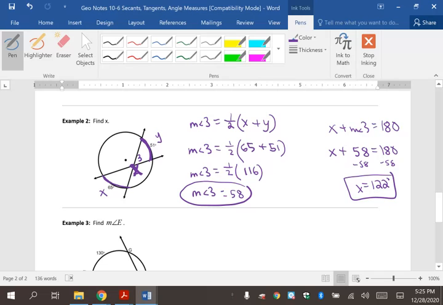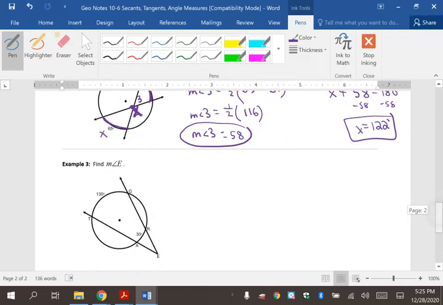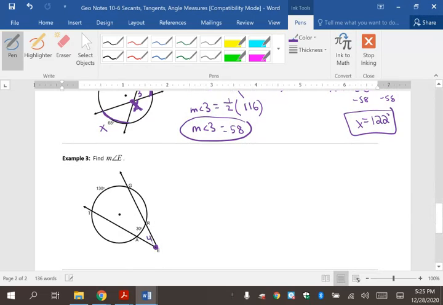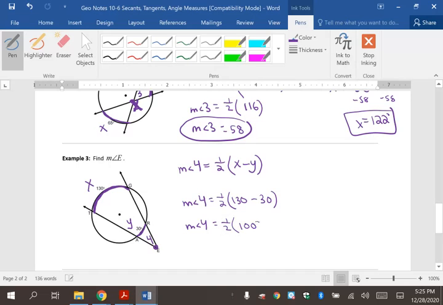Number 3, where is the vertex? The vertex is outside of the circle, so we call that angle 4. So write down that formula. Measure of angle 4 equals 1/2 of x minus y, meaning big minus small. So this is our big arc, we'll call that x, and this is our small arc, we'll call that y. So measure of angle 4 equals 1/2 of 130 minus 30. So we have measure of angle 4 equals 1/2 of 100. So our answer here for measure of angle 4, where the vertex is outside the circle, is 50 degrees.